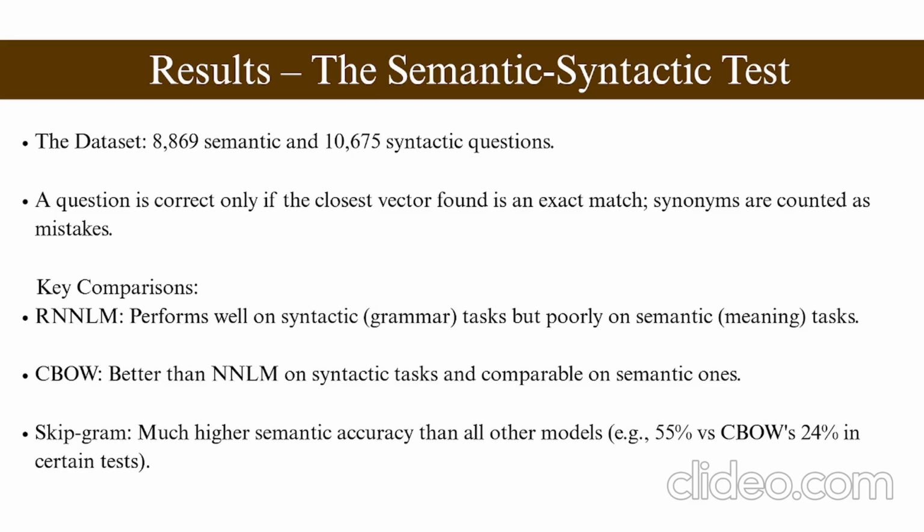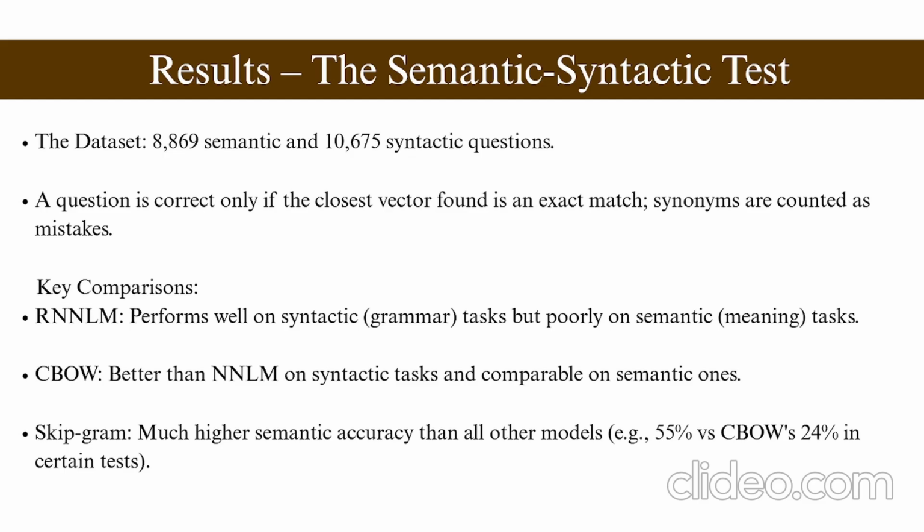Now, how do you know if these vectors are actually good? The authors created a rigorous test suite consisting of 8,869 semantic questions and 10,675 syntactic questions. A crucial detail here is the strictness of the test. A question is marked correct only if the closest vector found by the model is an exact match. If the model suggests a perfect synonym but not the exact word required, it is counted as a mistake.